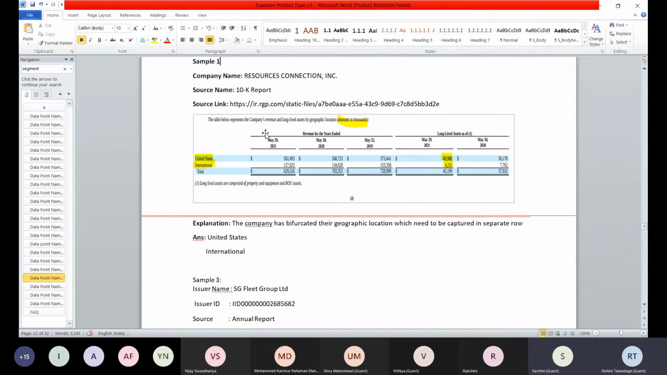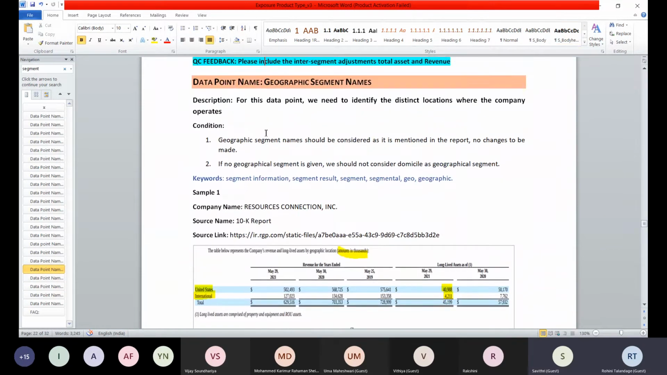Okay, for the geographical segments, you have to check in which areas that company is operating. In this case we have two conditions. You should not make any changes in the given geographical segment names. You have to take them as they have mentioned, like here they have mentioned United States and international. You have to take it as it is.